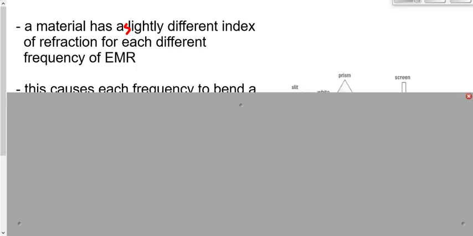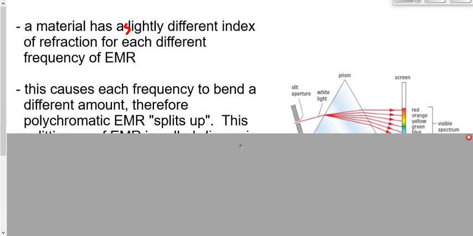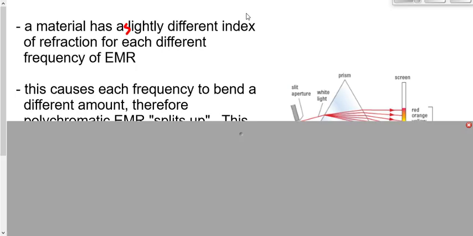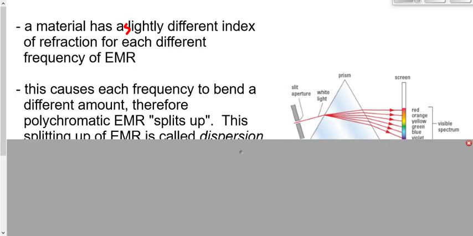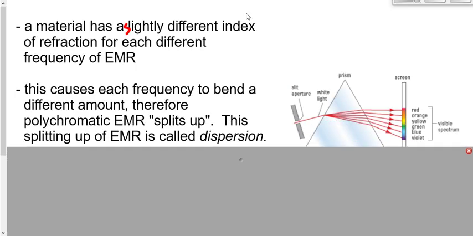Every material behaves that way, not just water vapor in the atmosphere. Every material has a slightly different index of refraction for each frequency of EMR. And that causes each frequency to bend a different amount, or each color to bend a different amount. Therefore, light splits up. It's called dispersion.